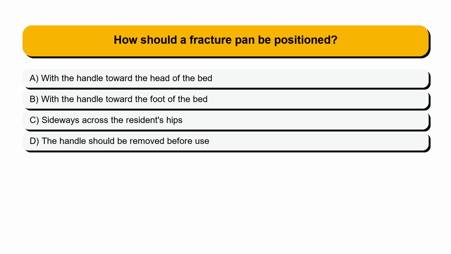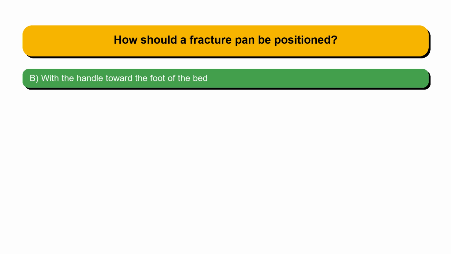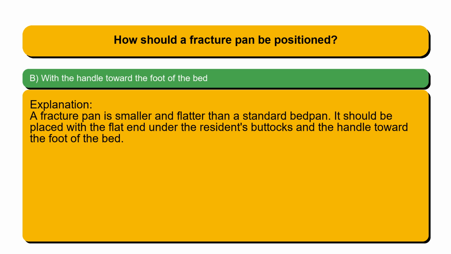Question 44. How should a fracture pan be positioned? Option A. With the handle toward the head of the bed. Option B. With the handle toward the foot of the bed. Option C. Sideways across the resident's hips. Option D. The handle should be removed before use. The correct answer is option B. With the handle toward the foot of the bed. A fracture pan is smaller and flatter than a standard bedpan. It should be placed with the flat end under the resident's buttocks and the handle toward the foot of the bed.